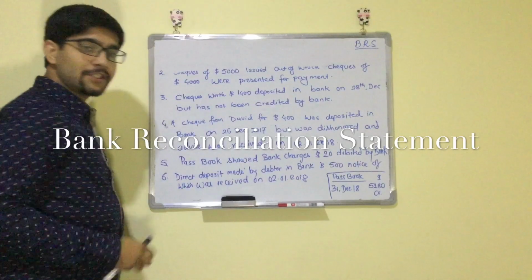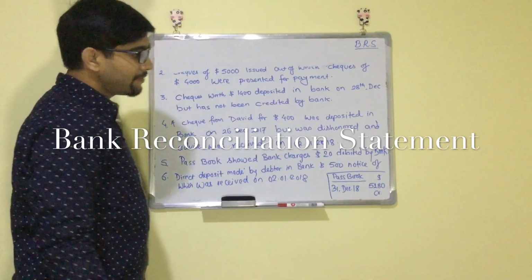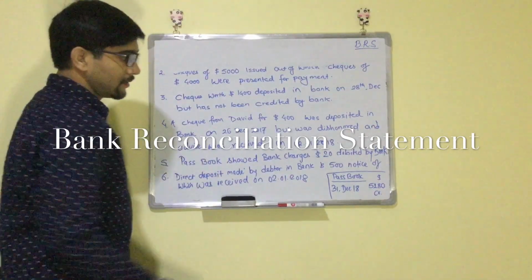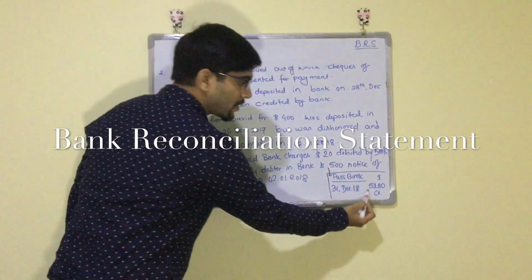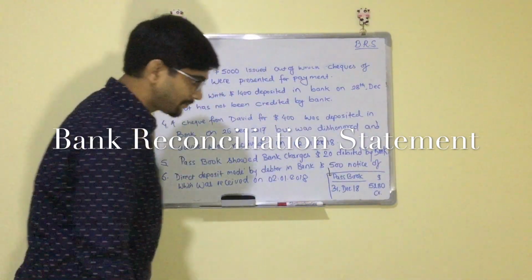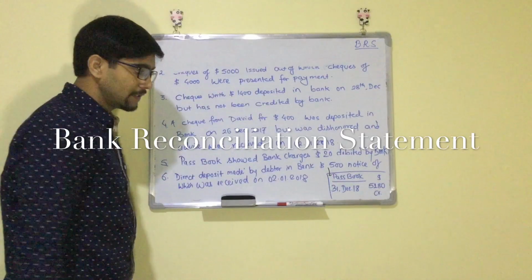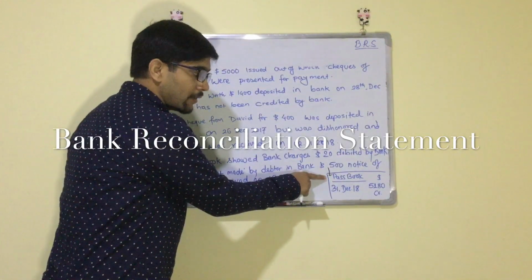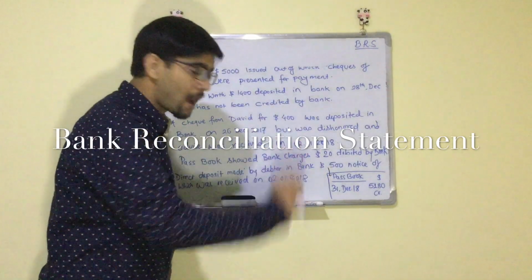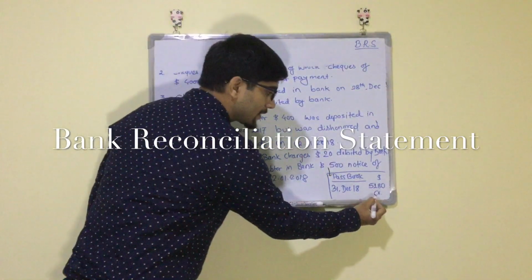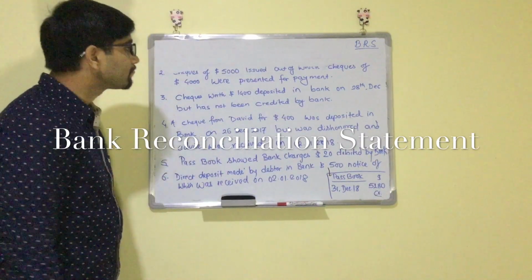First of all, on this question, let me discuss certain points. There was a bank balance as per the passbook. It is $5,180 on 31st December 2018. This is the balance which is shown by the bank in its customer account. Credit side is a positive side for the bank balance.